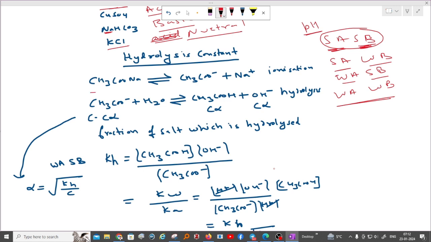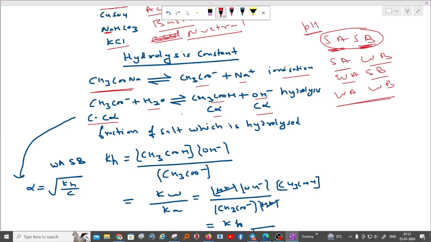Now first take the example of sodium acetate. It is coming from the strong base and weak acid. So first ionization will happen as shown here, then the hydrolysis will happen like this. If the initial concentration is C, then after equilibrium we will have C minus C alpha of acetate ion, and C alpha of acetic acid and C alpha of the hydroxyl ion.